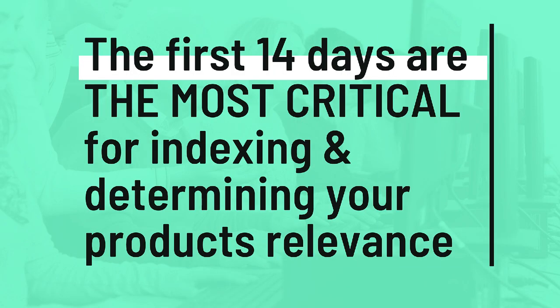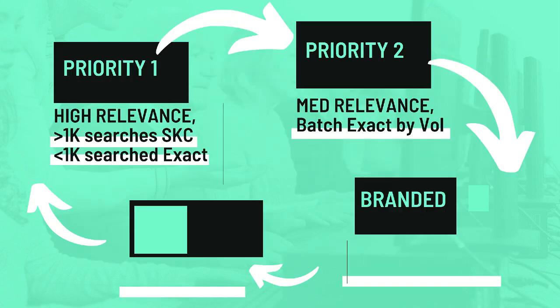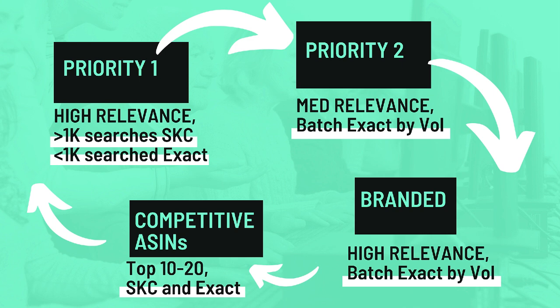So really, it's these first 14 days in particular for these initial pay-per-click campaigns that are the most critical for indexing and determining your product's relevance. So here's how we're going to think about and structure our initial keywords in terms of how we're going to target them with pay-per-click at launch for a product. We're going to jump over to the keyword dominator list so you can kind of see this in action.